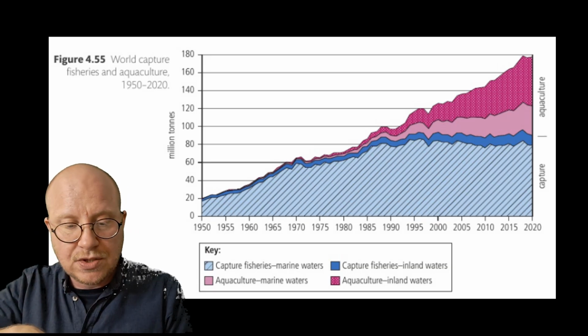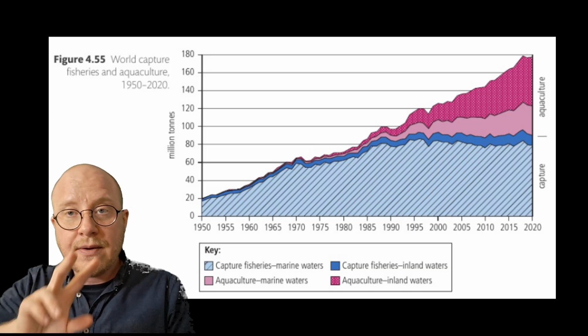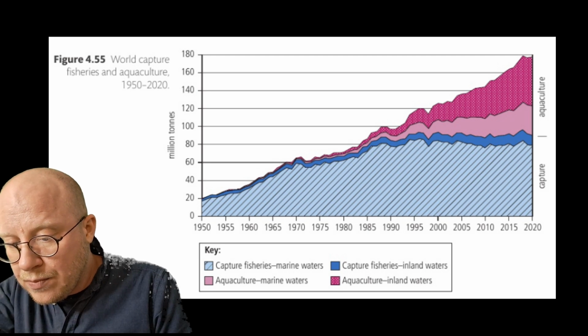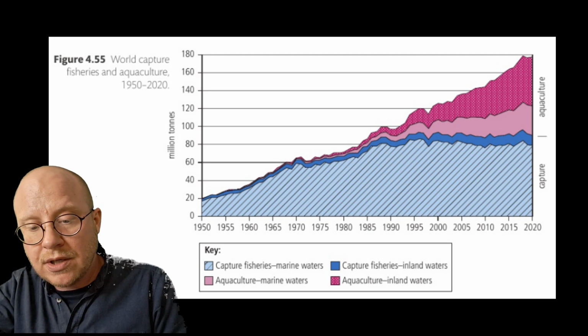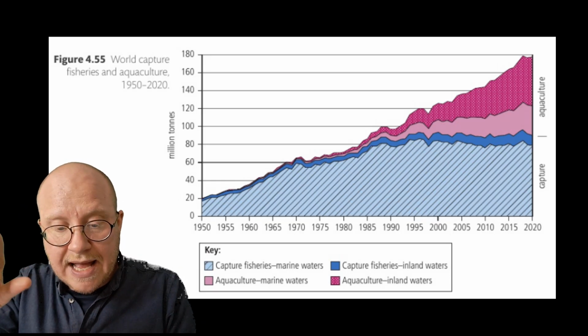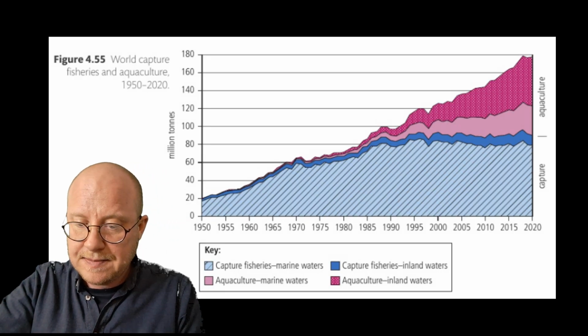You can see that in this graph. On the x-axis, you have time, and then there are two white axes. On the one side, you have capture versus aquaculture. That's split between blue and red. And then on the other side, you have million tons. Okay.